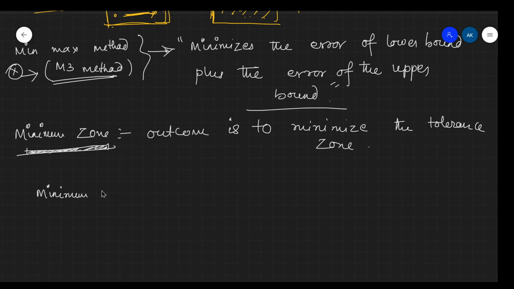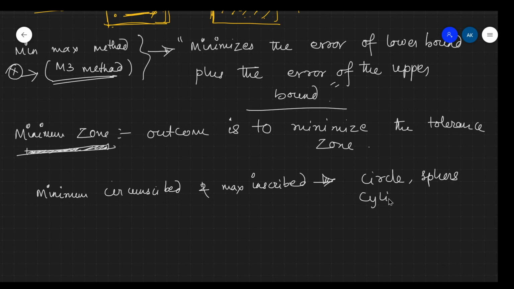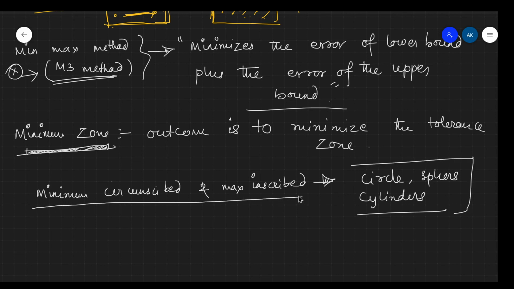minimum circumscribed and maximum inscribed. These two are only good for your circles, spheres, cylinders, etc. So if a question is coming, which method or which algorithm is best to measure any circle, sphere, or cylinder, then these minimum circumscribed or maximum inscribed methods are used.